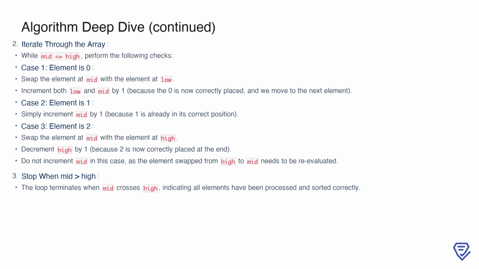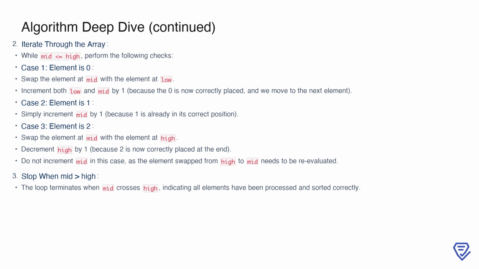As we iterate through the array, the mid pointer plays a crucial role in evaluating the current element. If the element at mid is 0, we swap it with the element at low, then increment both low and mid. This ensures that the 0 is moved to its correct position at the front of the array. If the element at mid is 1, no swapping is needed because 1 is already in its correct region, so we simply increment mid.